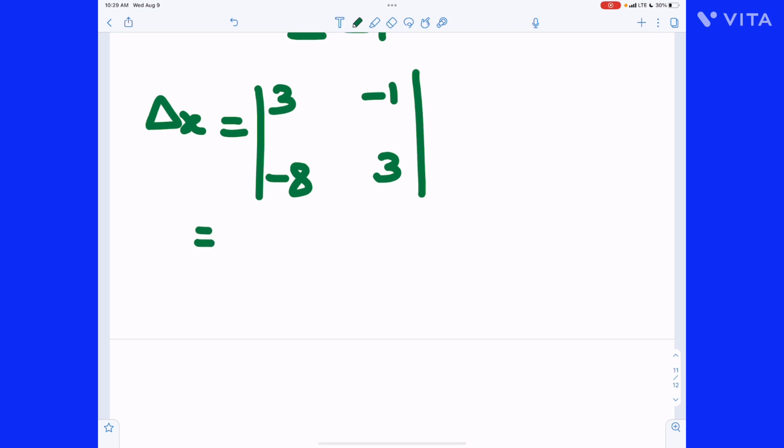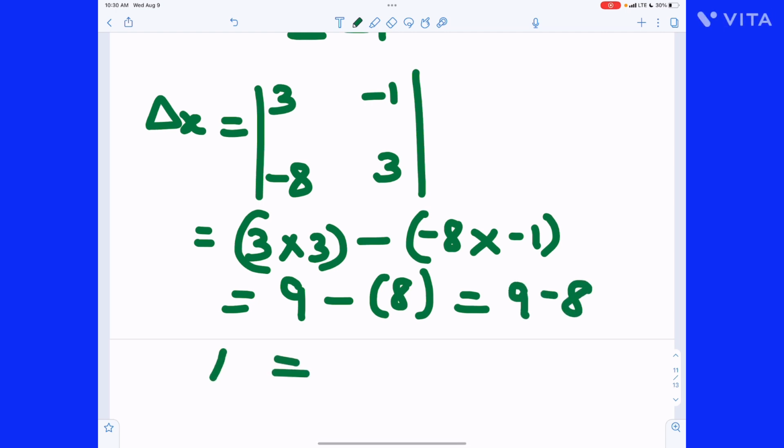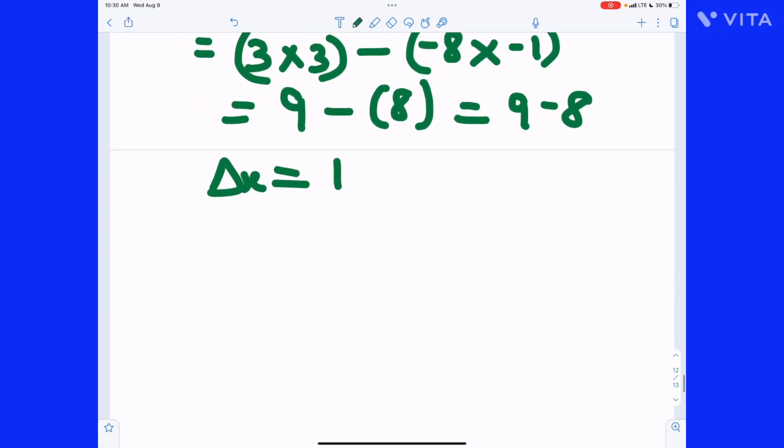Now, what does this determinant give me? 3 times 3 minus 8 times minus 1. That's 9 minus 8. So delta x is 1.